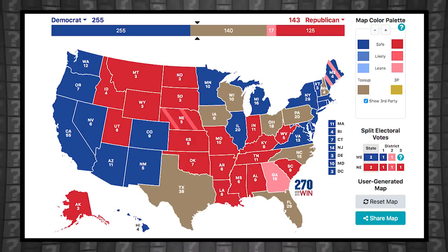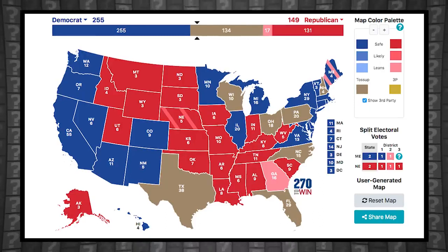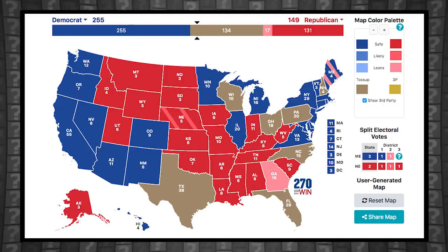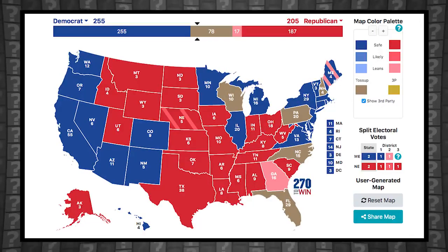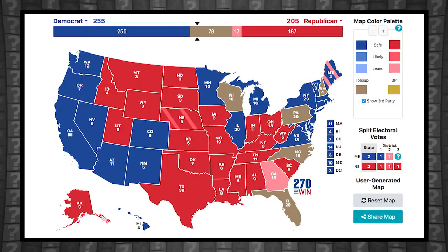Now let's add some states with Republican leans. Iowa favors Trump by 4.67 percentage points, Ohio gives Trump a 2-point advantage, and Texas currently leans Trump by about 2/3 of a percentage point.